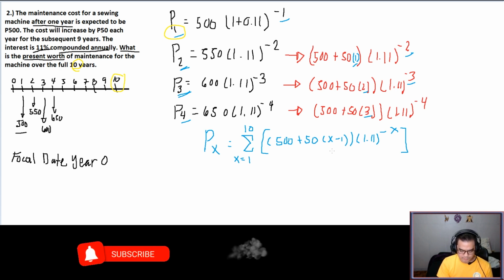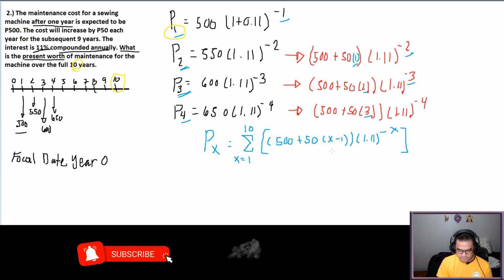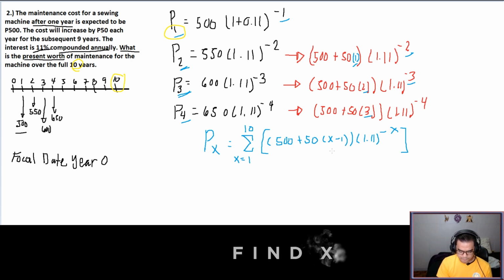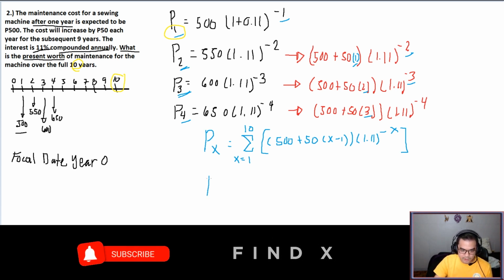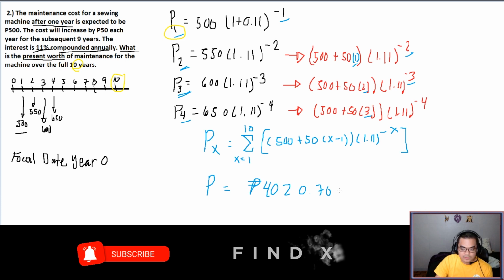500 plus 50 times... I suggest that you try this also in your calcu so that you'll know how to use the summation sign. So this is from 1 to 10. Therefore, our answer, or Px, or let's say that this is P0, or let's just call it P only, this is 4020.7011.